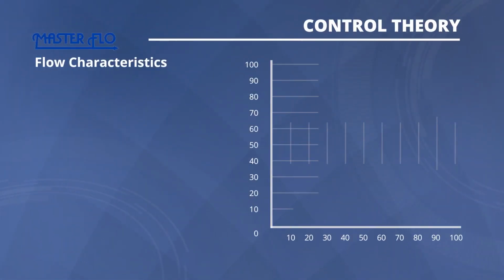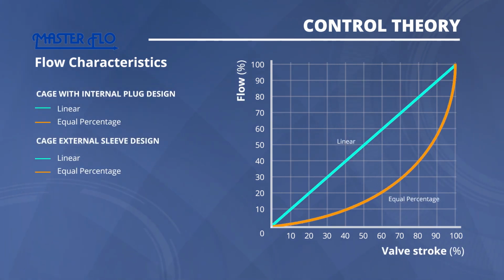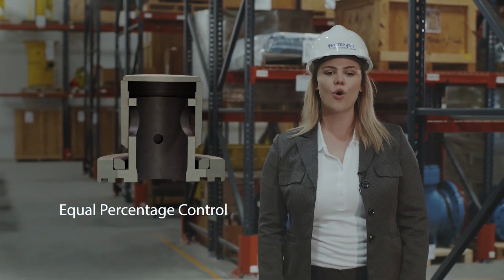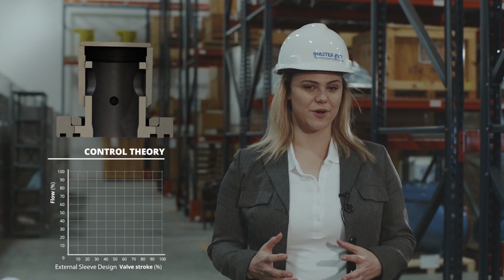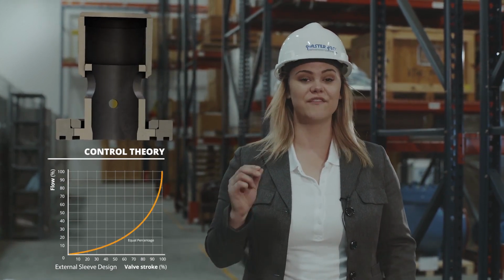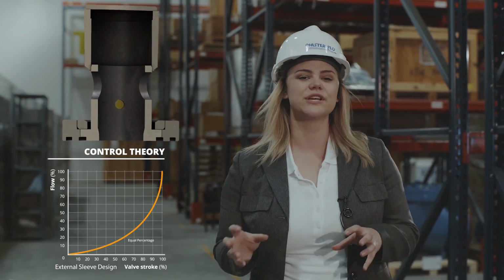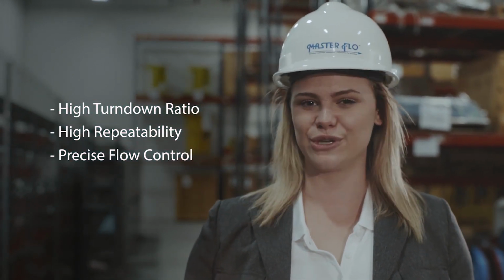The cage with internal plug and external sleeve choke valve designs are both characterized by equal percentage or modified parabolic control. They provide a gradual response in the lower portion of stem travel, delivering high level of initial control. This brings the well on stream. As the valve is open and the flow increases, this level of control is maintained throughout the stem travel, resulting in high turn-down ratio, high repeatability, and precise flow control.